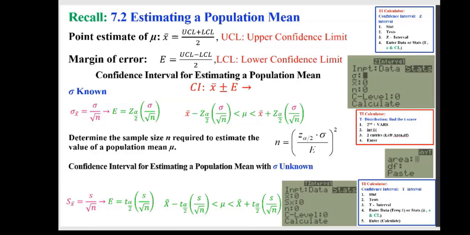Or sigma is unknown, in which case we use E equals t alpha over 2 s over square root of n, and we need to use the t distribution table. So we discussed that. We can also calculate the n in the case that sigma is known. And using the formula for E, if we solve for n, we end up with n being z sigma over E quantity squared.